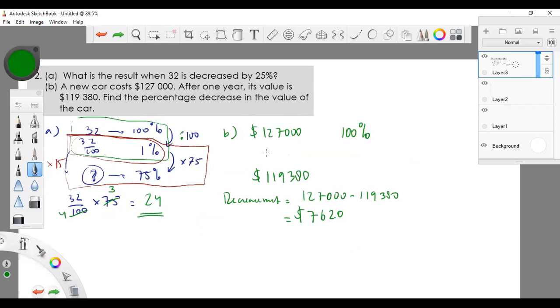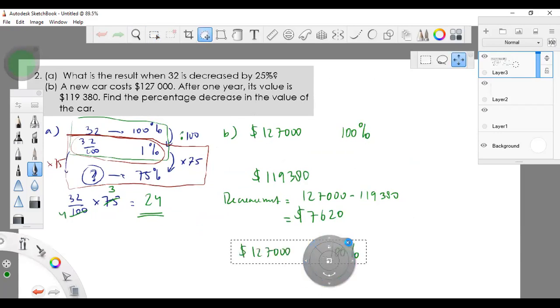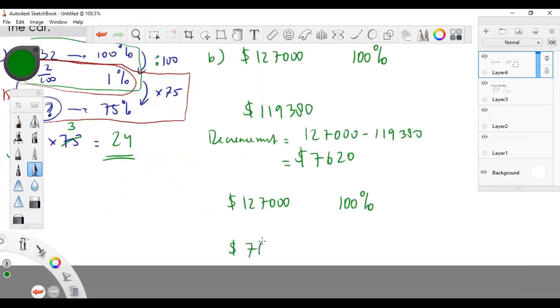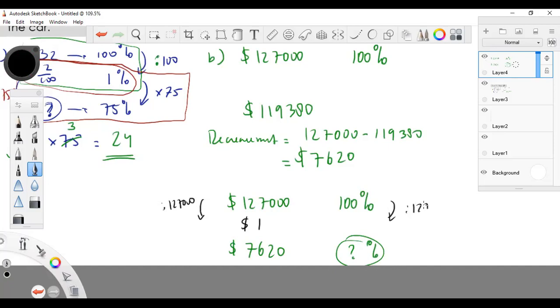Okay, I just write this. I pick one more space here, so you don't get any confusion. So the question is, $7,620 is how many percent, right? That's what you want to find. So again, as simple as this. $1 represents how many percent? From here to here, divide by the same number, and this also divide by the same number. So 100 over 127,000. It seems hard, but this is the basic understanding.